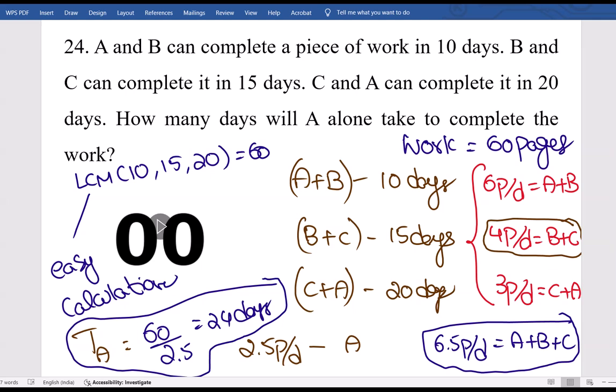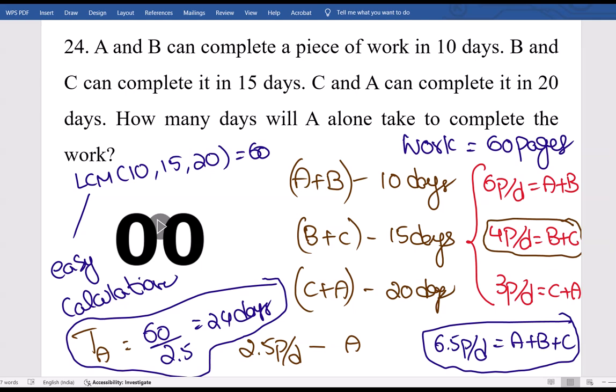60 divided by 2.5. Work is 60, or maybe your distance is 60, your speed is 2.5 kilometers per hour, like that. Or you can say 2.5 pages in one day. 2 days is 5 pages. You want 60, so you have to multiply by 12. 60 pages, 24 days, obviously.